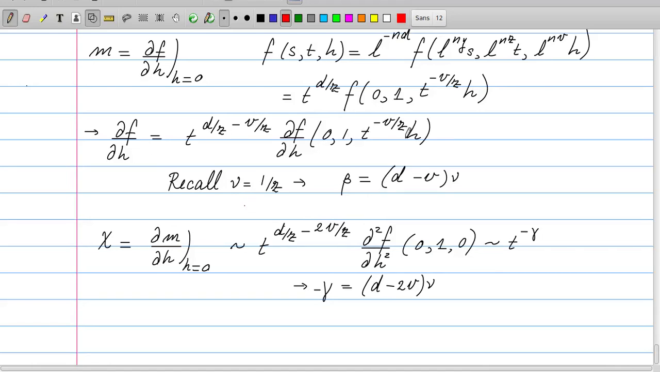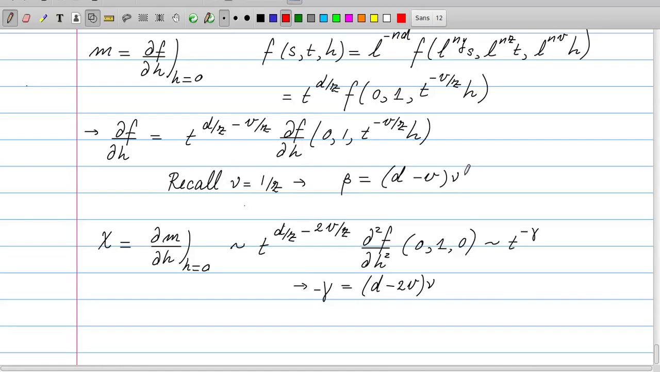So this is the magnetization, this is the derivative of the magnetization with respect to h, which gives me the susceptibility. And then here there is again just a number, so we see that this scales as t to the power minus something, and by definition this is the critical exponent gamma. So we find that this exponent gamma satisfies minus gamma is d minus 2 v times nu.